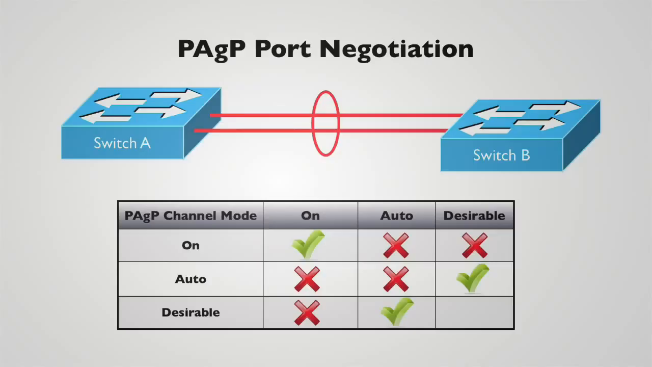The final combination is desirable and desirable. Here, both sides of the conversation are sending PAgP frames, and both sides are willing to negotiate a channel, so yes, an EtherChannel will be formed here.